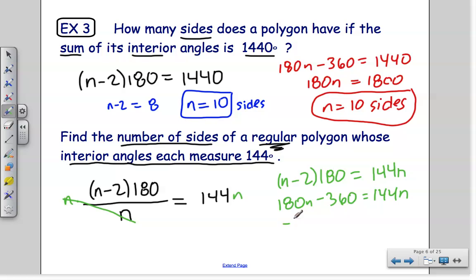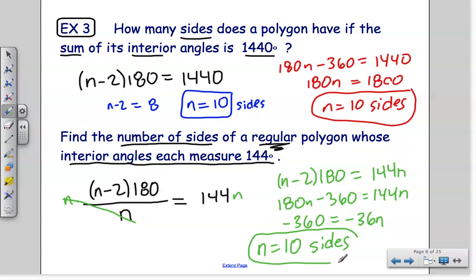And then I would subtract the 180n because I'm noticing there's a variable on both sides. This is the only number, so I'm going to keep the negative 360 on this side. I'm going to do 144n minus 180n to cancel it away from there, and I get negative 36n. And it's fine that it's negative because I'm going to divide by negative 36, and this will turn positive on this side. And actually it turns out that n is 10 sides, just like before.